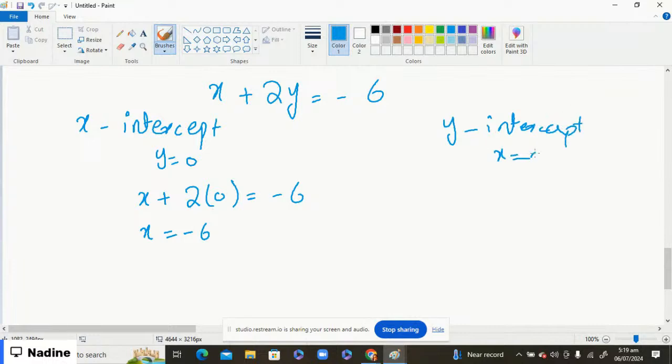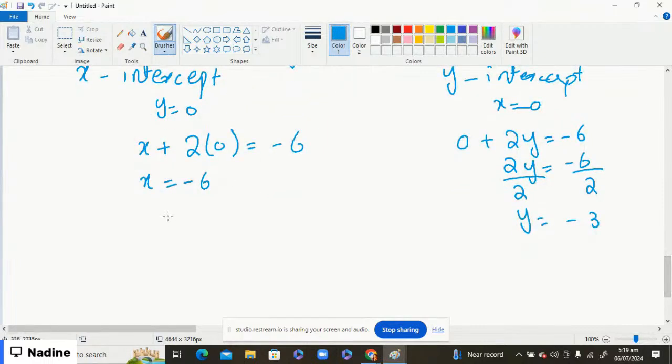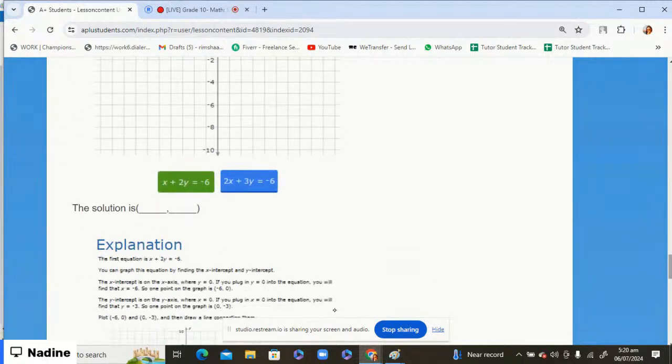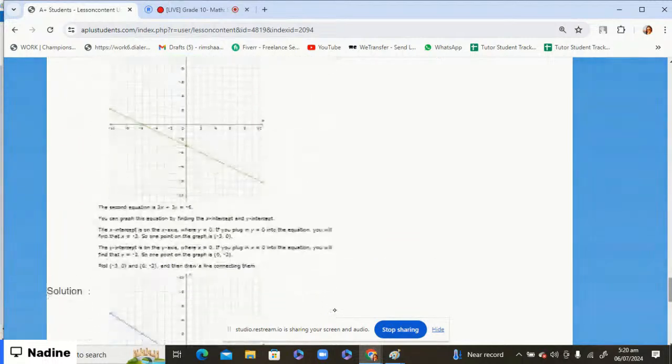And in finding out the y intercept, your x is 0. So in place of x, 0, 2y is equal to minus 6, dividing both sides by 2, so your y is minus 3. So from here the values of x and y are minus 6 and 0, and here 0 and minus 3. Now this is from the first equation, and then when you plot it, it's like that.